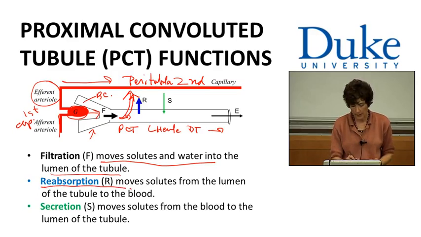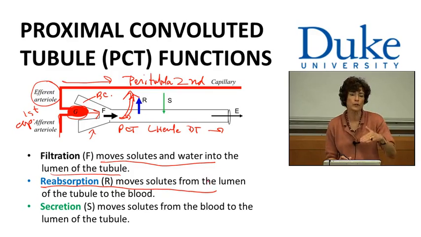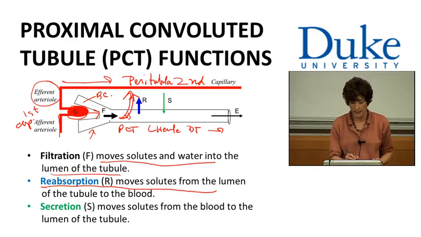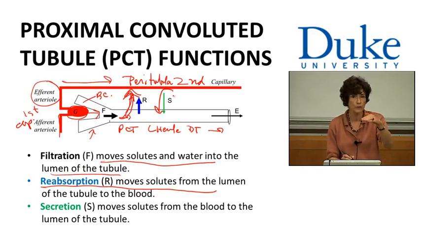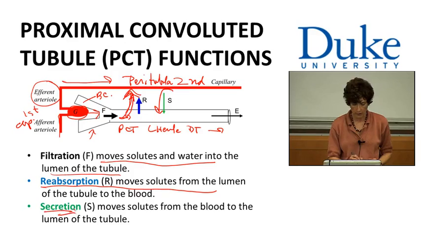Reabsorption, which is what we'll talk about predominantly today, is how we're moving solutes from the lumen of the tubule back across the cells and back into the blood. There's also a way that we can bypass filtration and move materials directly from the blood, from that peritubular capillary, directly into the renal tubule, and that's called secretion.